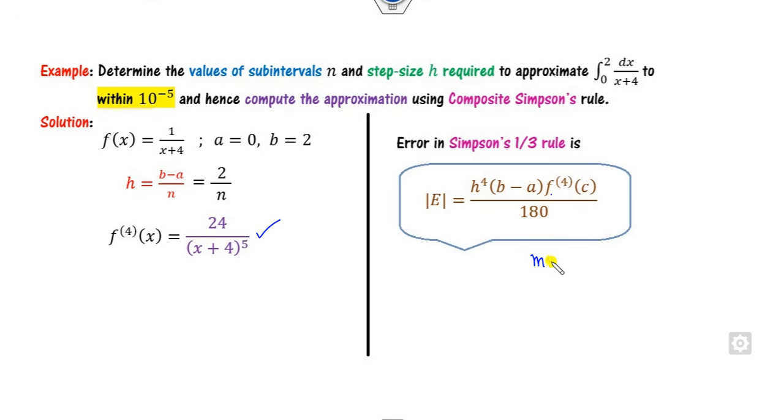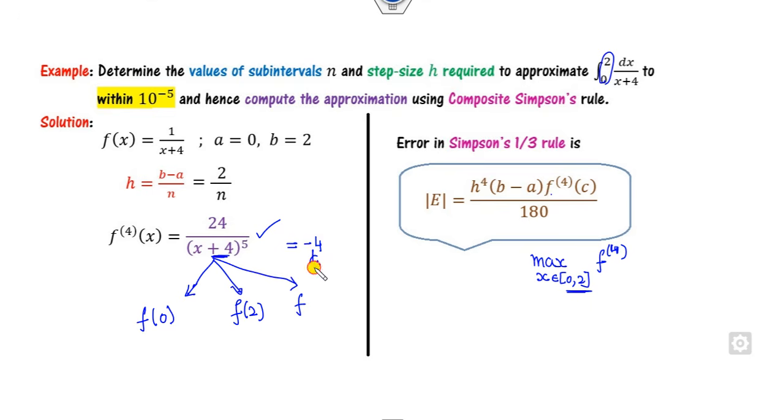Now your target is to find the maximum value of this for x in 0, 2, of this fourth derivative. Since it is defined on the closed interval, you first check whether the maximum value occurs at the endpoints or at the points where the derivative becomes 0. So this is minus 4, but this value does not lie in 0, 2. So this is not.